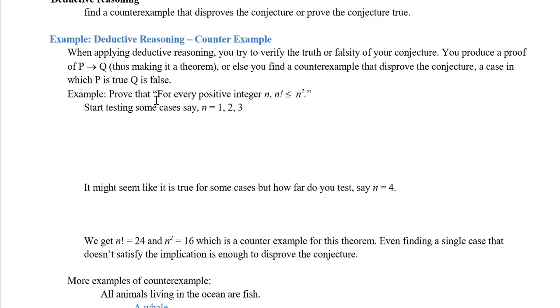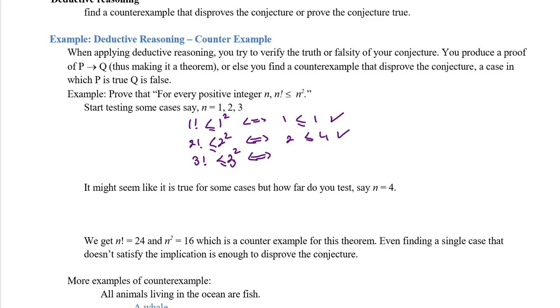So here it says prove that for every positive integer n, n factorial is less than or equal to n squared. Okay, so by trying n equal 1, this is equivalent to 1 is less than or equal to 1, we're good here. How about 2 factorial? Is 2 factorial less than or equal to 2 squared? So you have 2 less than 4, we are good. How about 3 factorial? Is it less than 3 squared? So let's see, we have 3 factorial, that's 1 times 2 times 3, which is 6. And 3 squared is 9. So 6 is still less than 9. We are good. So it looks like it's true.